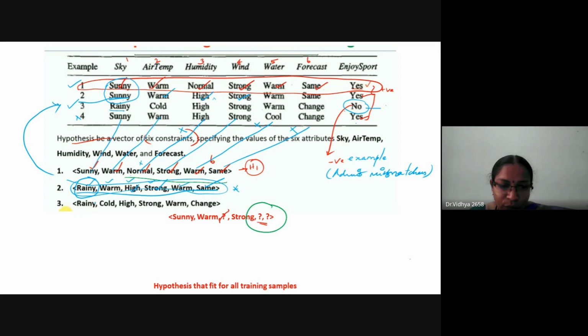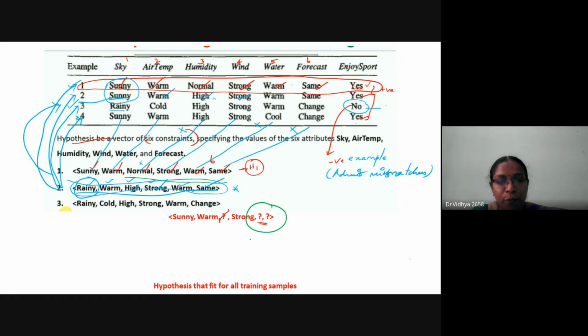So likewise, we have written the next hypothesis, and we are comparing this particular hypothesis with all the examples. We have to compare with example 1, example 2, and example 3. Similarly, with example 4 also we have to compare. Okay, so we find that there are some negative results. Sometimes instead of positive results, the hypothesis is going to give you negative results.